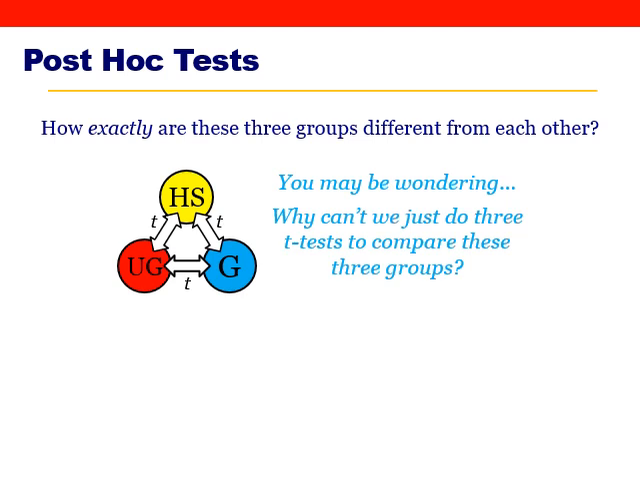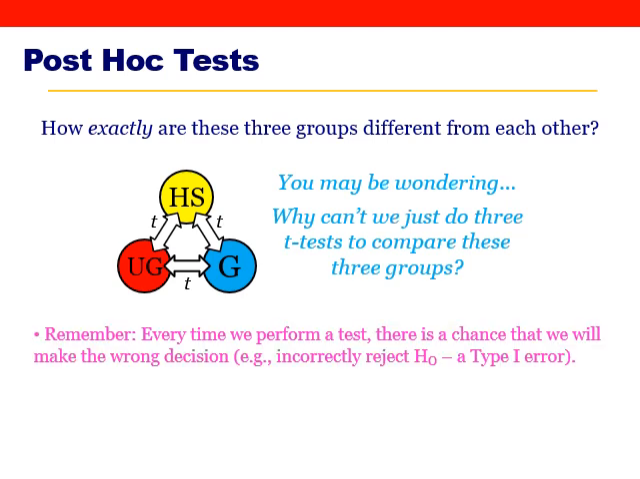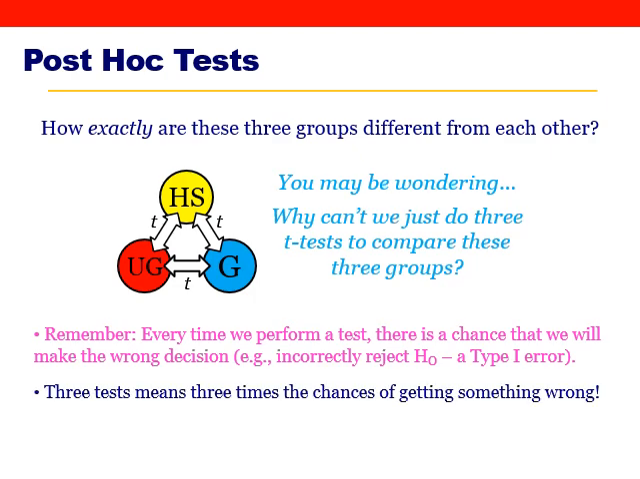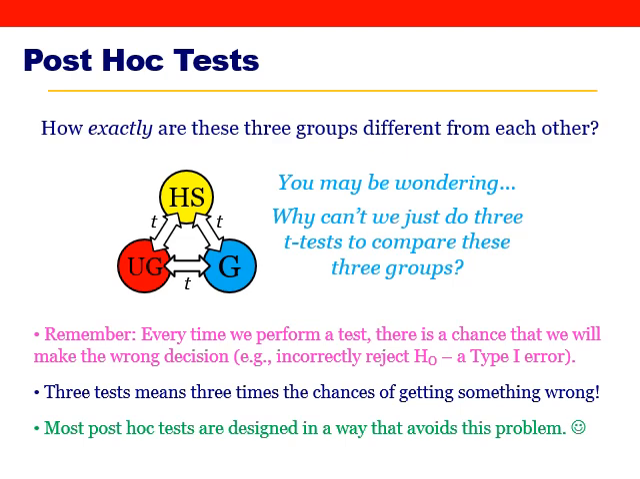In other words, every time we run a test, there is a chance, however small, that we're going to commit a type 1 error by incorrectly rejecting the null hypothesis when in fact there was no difference. If we were to perform three t-tests, that means there would be three times the risk that we would commit an error. That's the reason why statisticians use post hoc tests. Most post hoc tests are designed in a way that keeps the risk of error low while still allowing us to perform multiple comparisons.